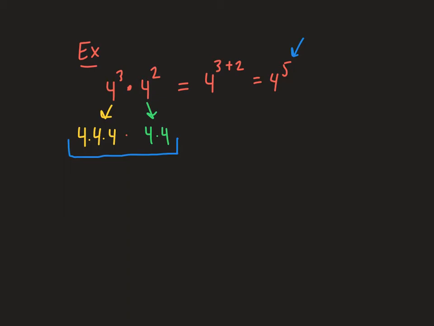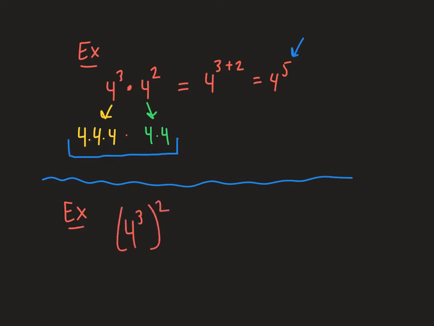That's when you're multiplying. The new thing I want you to think about is going to look a little bit similar. It's something like 4 to the 3rd, but let's say that whole thing is to another power. Notice how it's different than the previous problem. The previous example was 4 to the 3rd times 4 to the 2nd. The new one is 4 to the 3rd, and that whole thing is squared.